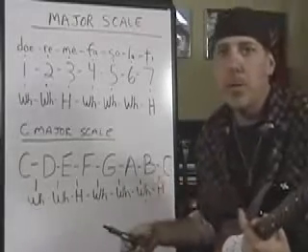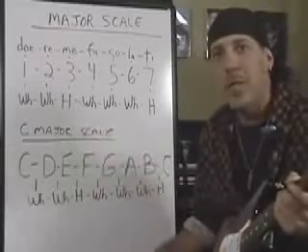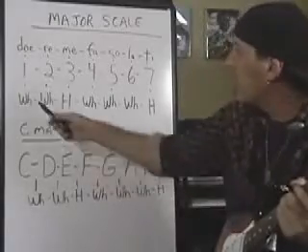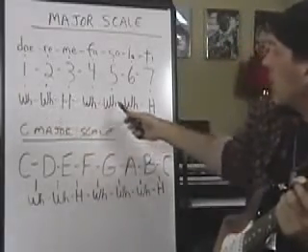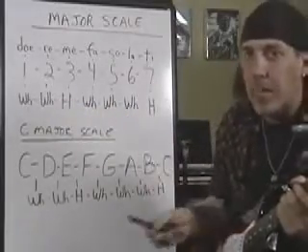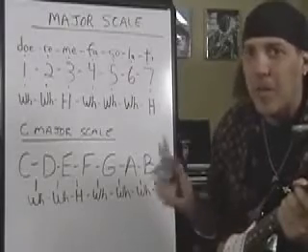This is how you build any major scale. And really, if you follow this formula, you don't even need to look at the guitar. You could just write it all out and you've got it. You're just remembering this series of whole and half steps. And this is for major scales, not natural minor, not harmonic minor, not melodic minor, not Phrygian. This is the major scale.